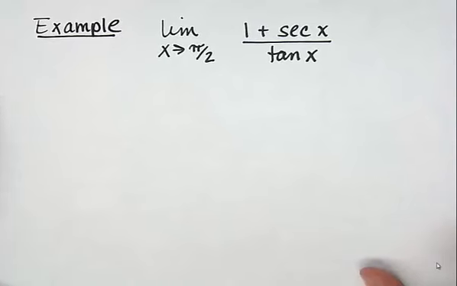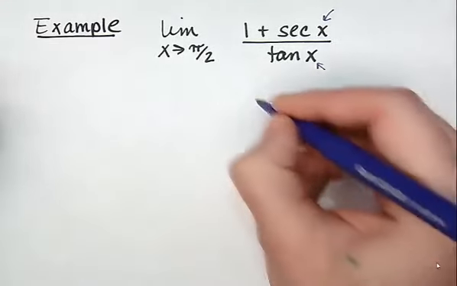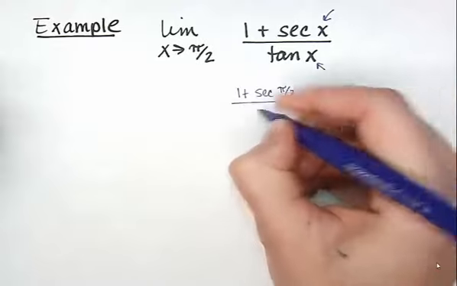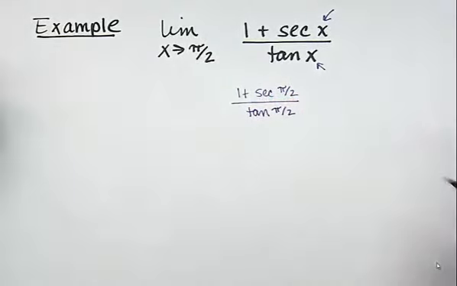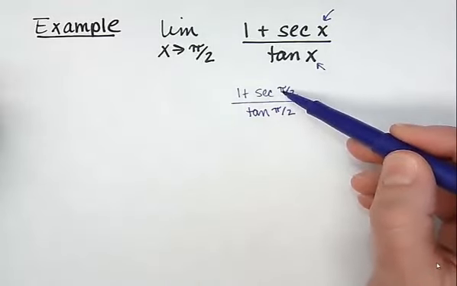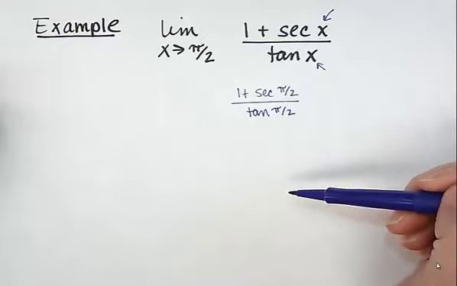The next example I want to look at is the limit as x approaches pi over 2 of 1 plus secant x over tangent of x. Again, we want to use direct substitution, and we want to put pi over 2 in for these guys. So we get 1 plus the secant of pi over 2 over the tangent of pi over 2. And we have a problem here, because when we put in pi over 2 for secant and for tangent, we get something that's undefined, because we have vertical asymptotes for secant and tangent at pi over 2.